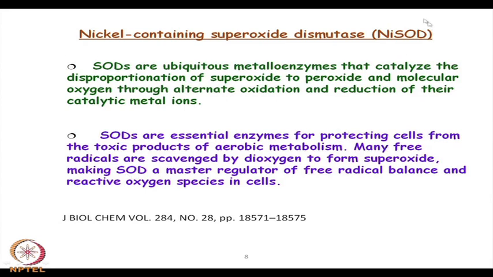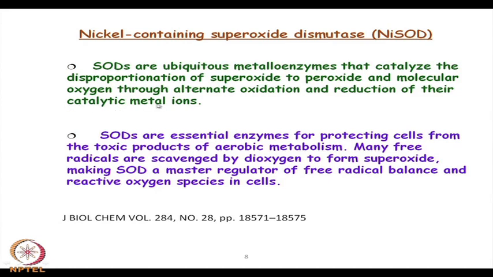So, we all know these families: the manganese-bearing superoxide dismutase, then the copper zinc binuclear superoxide dismutase. In all these cases we find that it is available everywhere, a very good metalloenzyme that catalyzes the disproportionation of superoxide into peroxide and molecular oxygen through alternate oxidation and reduction of its catalytic metal ions. So, at least you should have a site where you have identified the corresponding catalytic metal ion.